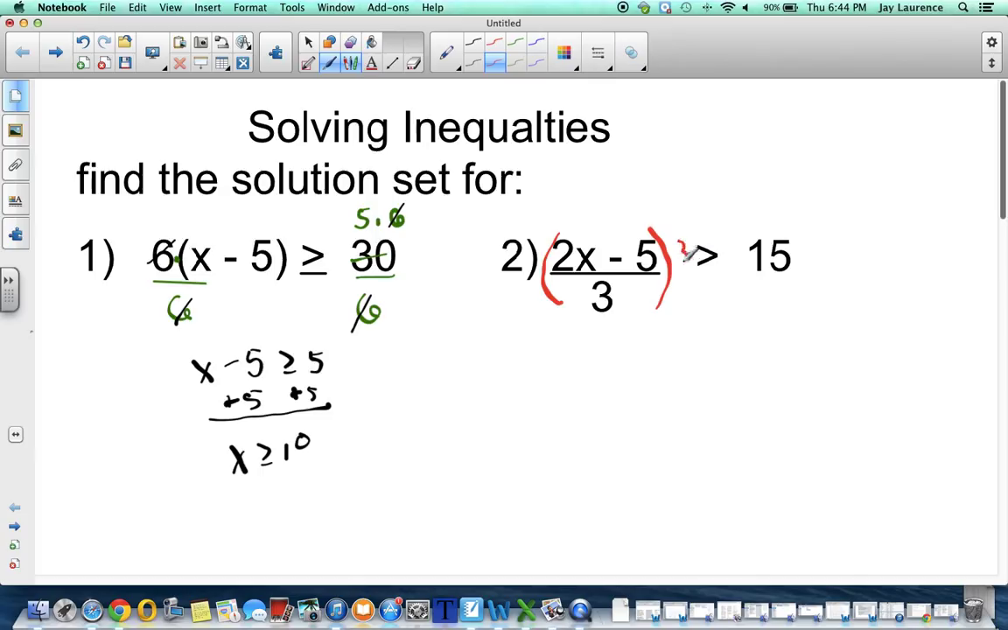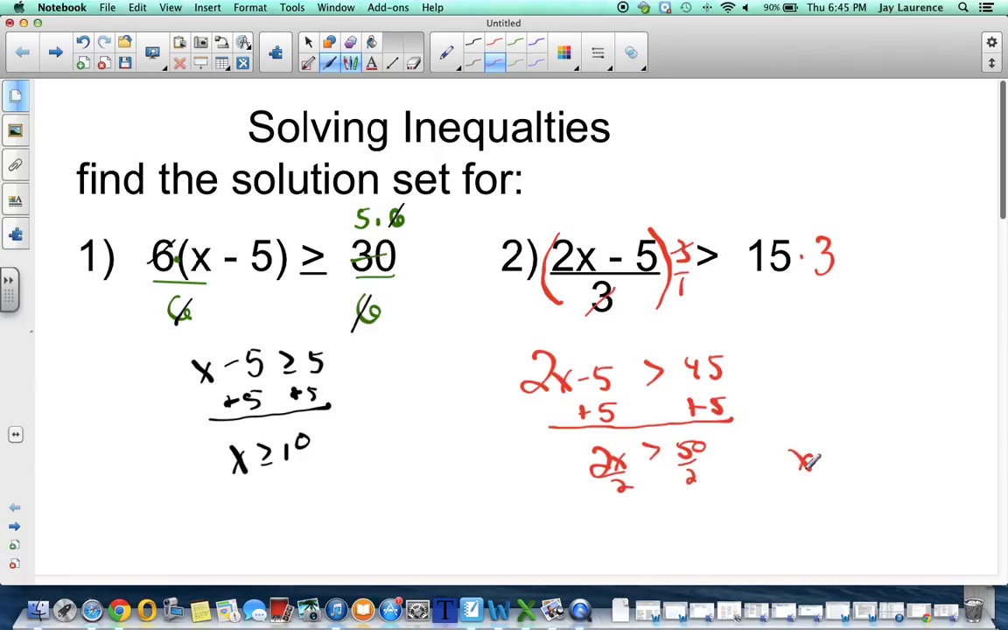I'm going to multiply by 3 over 1, and on the right-hand side, I'm going to multiply by 3. So when I do that, these 3's will cancel. The left-hand side will leave me with 2x minus 5. And that'll be greater than 45. Now it's a two-step inequality, and I'll add 5 to both sides. And I'll get 2x greater than 50. I'll divide by 2, divide by 2, and I'll get x is greater than 25.